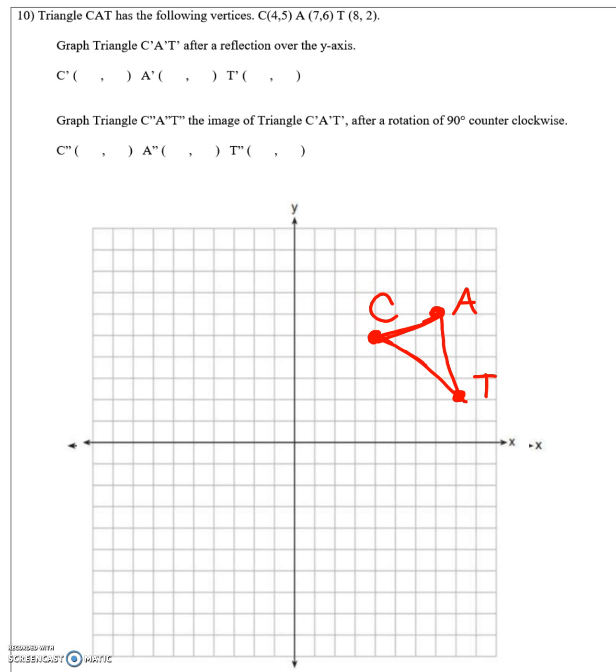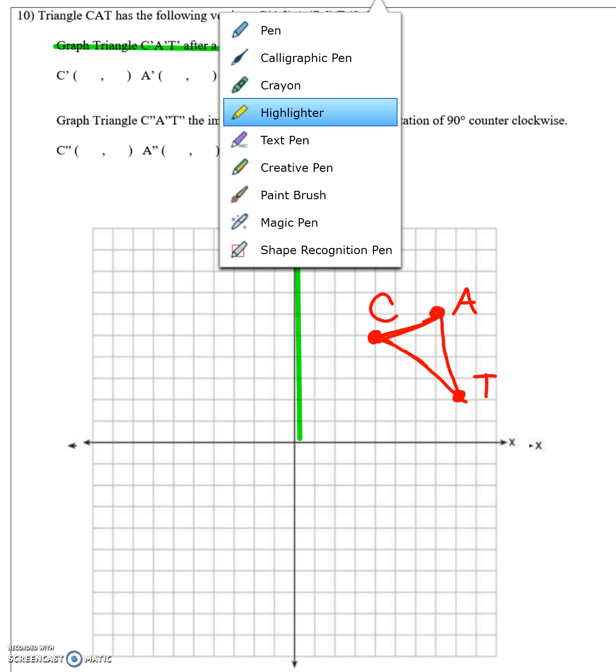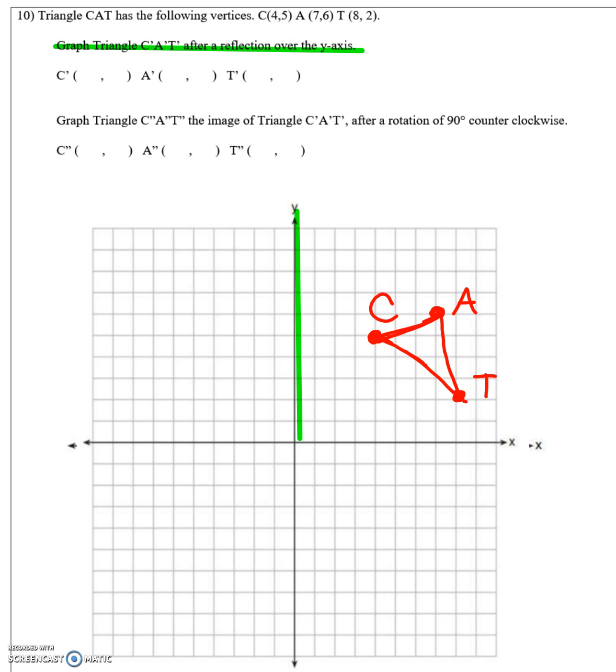For part B, it says graph CAT prime after a reflection over the y-axis. So I'm going to locate where the y-axis is. If I'm folding this image over the y, it's going to be in this quadrant. So I want to count how far C is away from the y. 1, 2, 3, 4. So if it's 4 to the right, I want to go 4 to the left. 1, 2, 3, 4. And call that C prime.